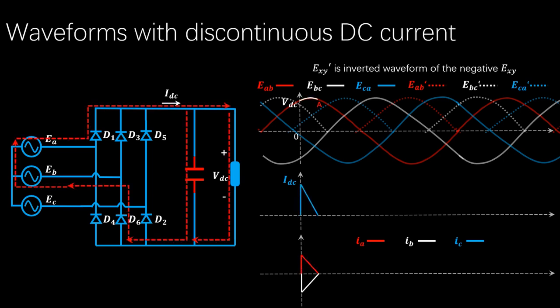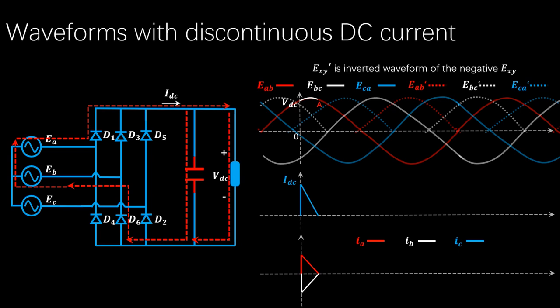At the beginning, the source voltage EAB is just larger than the DC voltage VDC. The diodes D1 and D6 are turned on. Then the DC voltage equals the AC source voltage EAB. The AC source is charging the capacitor and supplying the current to the load. So the DC current IDC equals the AC current until point A.